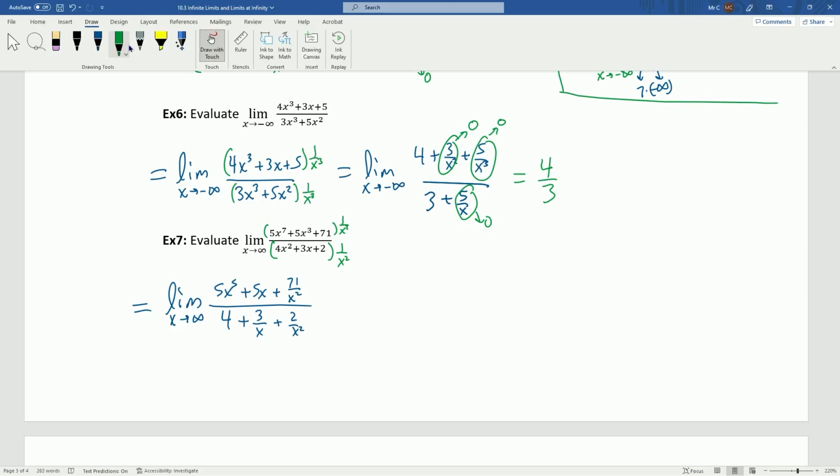All right, now let's analyze. 3 over x, that's going to go to 0. 2 over x squared, that's going to go to 0. 71 over x squared, that's going to go to 0. Now the denominator's left with just 4, but the numerator has these two terms which aren't fractions. These are both going to infinity, so this goes to infinity. So if my numerator is going to infinity, my denominator is going to a whole number, that means this fraction is growing unbounded to infinity.